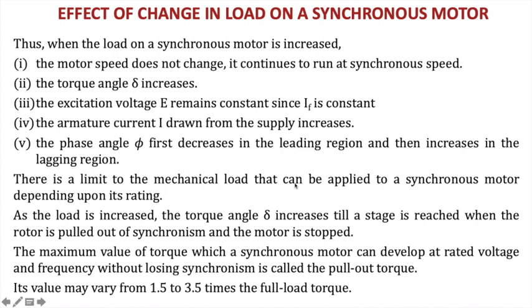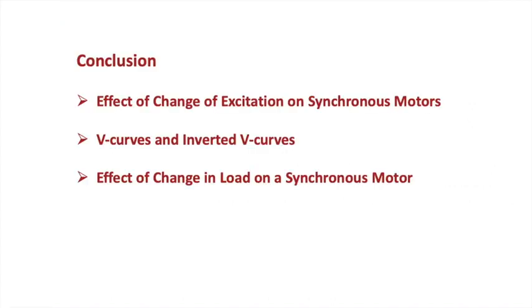Now there is a limit for the mechanical load to be applied to the synchronous motor. We can't increase beyond the maximum pull-out torque, that is delta should not be increased beyond 90 degrees, and normally your pull-out torque will be 1.5 to 3.5 times the full load torque of the given synchronous motor. So today we have studied the effect of change in excitation, the V curves and the inverted V curves, which give us the relation of the field with the armature current and the power factor, and the effect of change in load with the help of the graphical analysis we have studied for the synchronous motor.